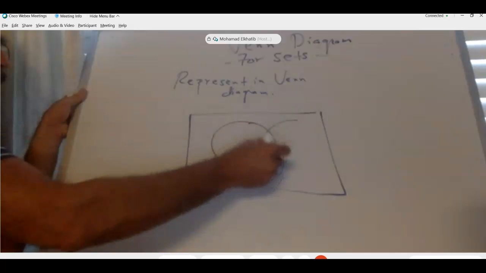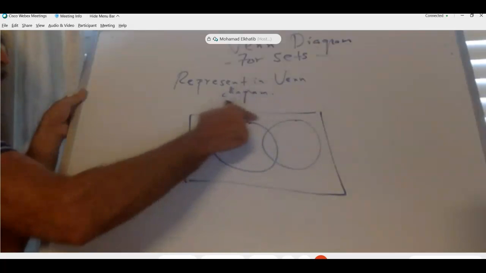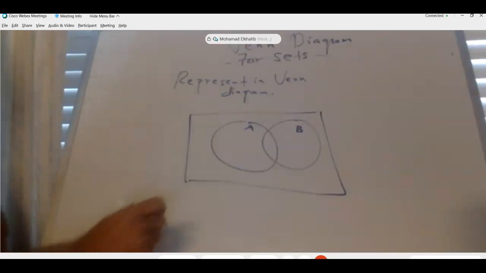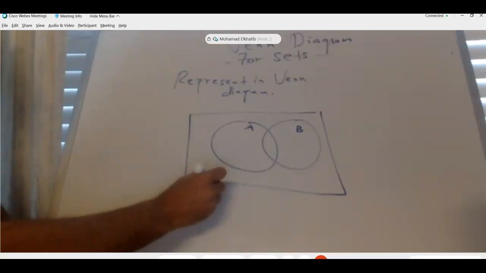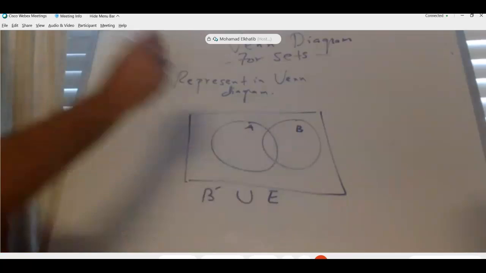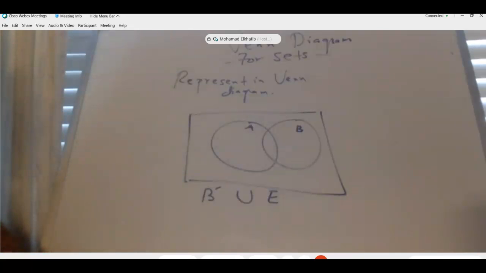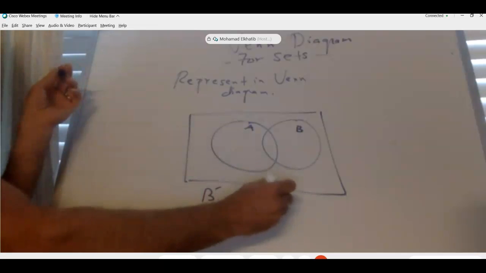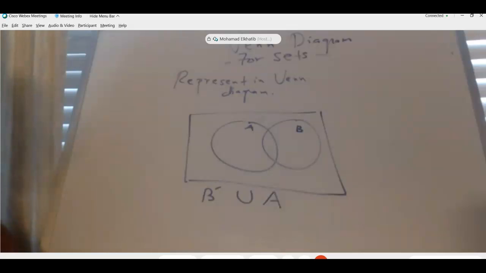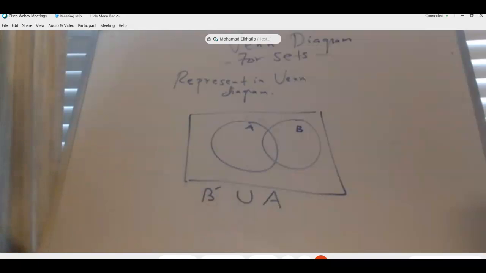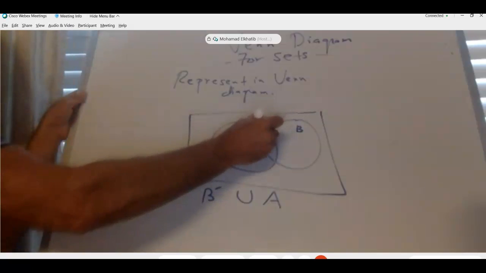This is A, and this is B. Okay. Now I want to find B prime union A. All right. So I've got to do this by itself, and then union means everything that's shaded. Okay. So what is B prime? This is B.